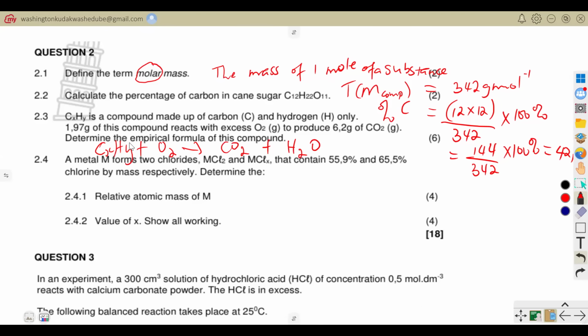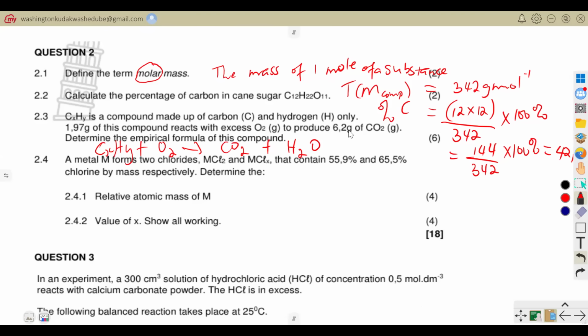Now the question is saying, determine the empirical formula of this compound. So we need to find these mole ratios. We need to find x and we need to find y. To find x, we need to find the amount of carbon that is in this compound, which is carbon dioxide. So we can find the mass of carbon that is in here, and then we can subtract it from the total mass of the compound.